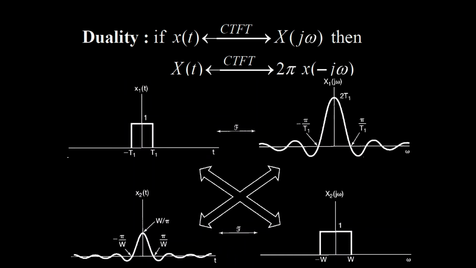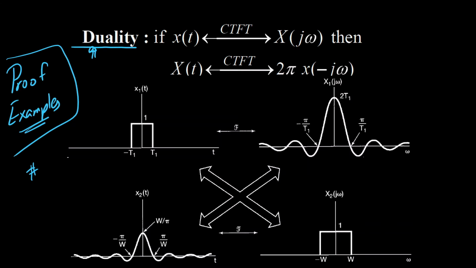A fundamental property in the properties of Fourier transform is the duality property. Here in this video, we would build an intuition of what the duality property is. We would also touch upon the proof of this property and some examples. So let us start with x of t.